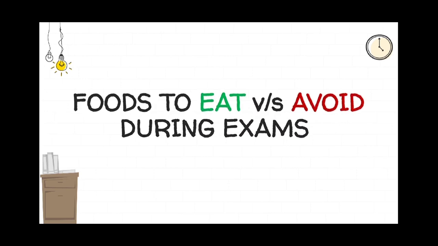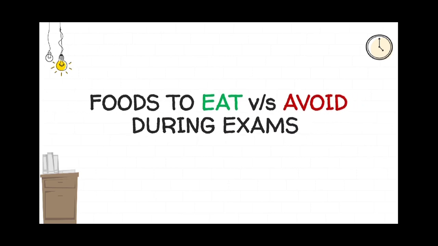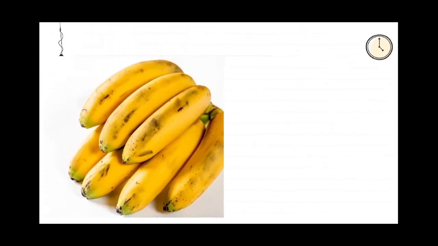Foods to eat versus avoid during exams. Tip number one, have lot of fruit, especially bananas. It is the best source of potassium and it has vitamin B6, which promotes your concentration and mental ability.